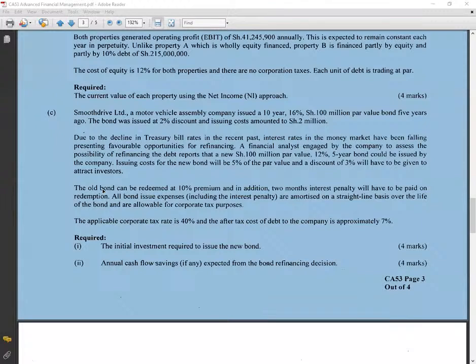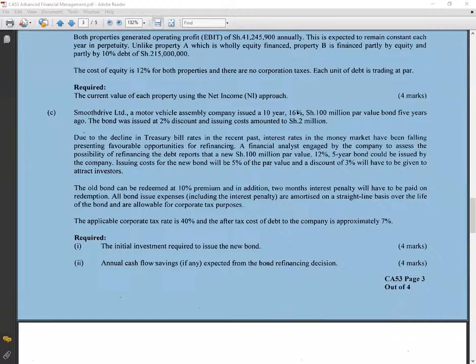Now, ladies and gentlemen, for the old bond, I would want you to tell me how much I will be paying as interest every year. For the old bond: Motor Vehicle Assembly Company issued a 10-year bond, 16%, shillings 100 million par value, 5 years ago. The bond was issued at 2% discount and the issuing cost amounted to 2 million. For this old bond, are you able to see the interest rate? The interest rate of the bond here is 16%.